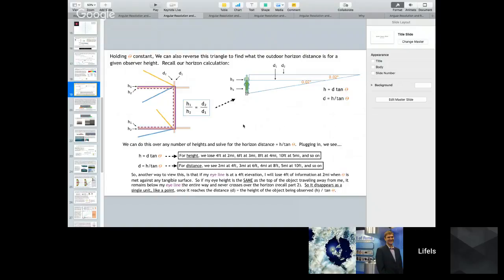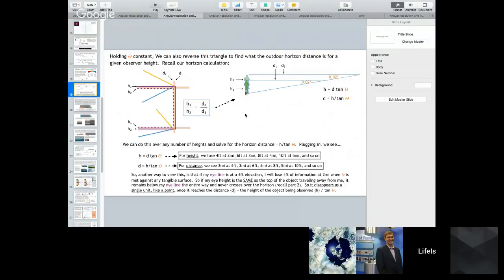Sorry to stop you. Can you say all of that again really slowly? I didn't get any of that. So what does H1 mean? H1 is height and D is distance. H is in feet and D is in miles.